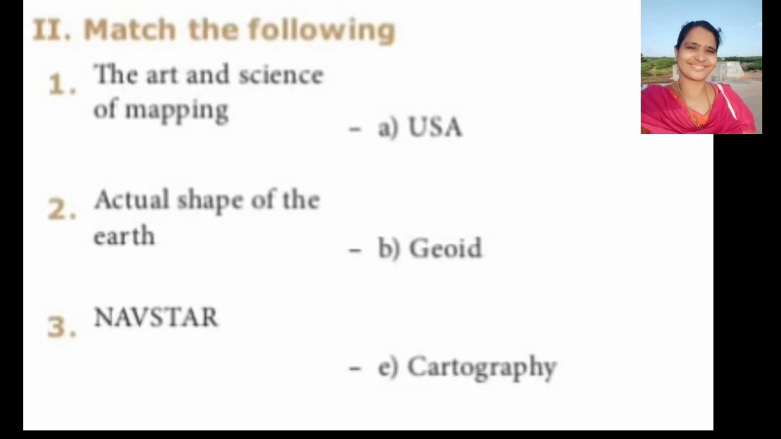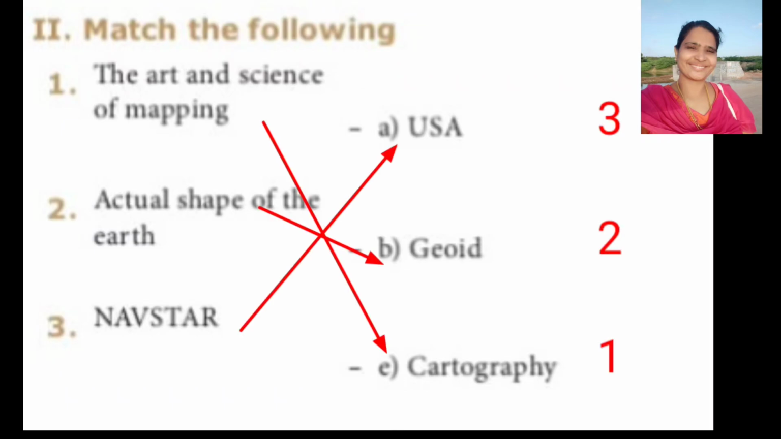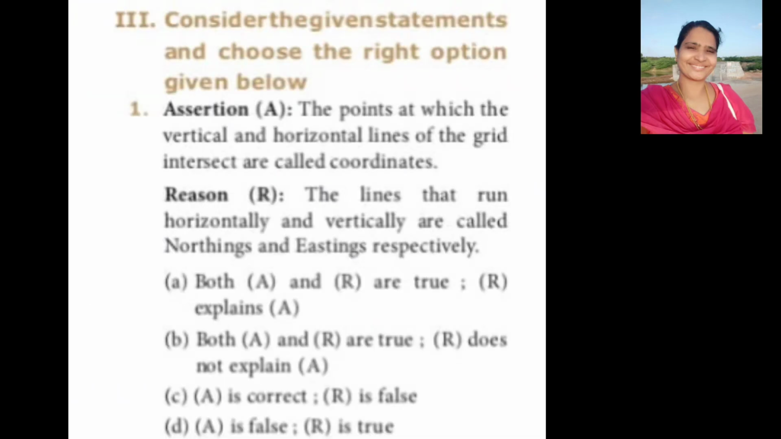Moving on to the match the following. The art of science of mapping, actual shape of the earth, Navstar. So what is the answer? The art of science of mapping is cartography. Actual shape of the earth is geoid. And Navstar is USA, United States of America. Fine, children? Moving on to third Roman number.